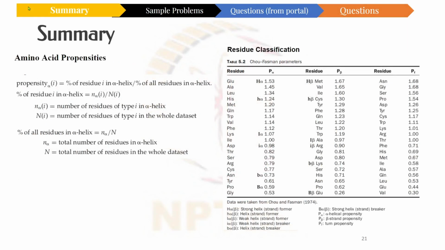So the Chow-Fasman method assigns propensity values to each amino acid residue for forming alpha helix and beta strands. These propensity values are based on the observed frequencies of each amino acid in experimentally determined structures. How is a propensity P of i calculated? The propensity of a specific amino acid residue to form an alpha helix is calculated as the percentage of that residue in alpha helix relative to its occurrence in the entire data set.